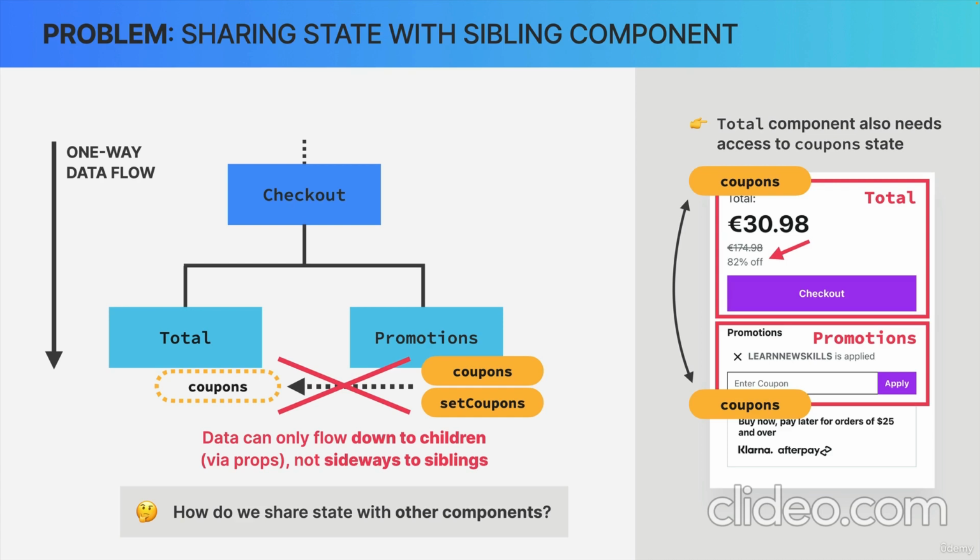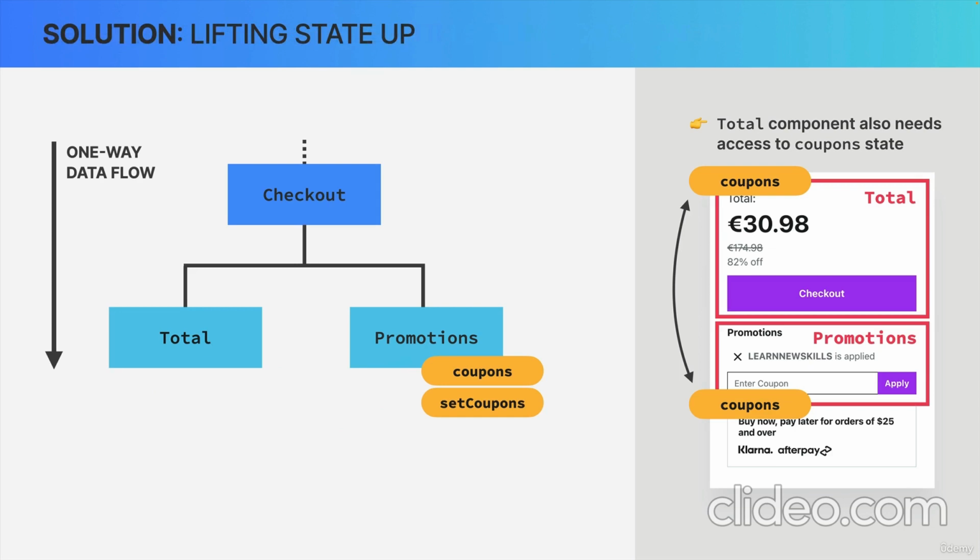But luckily for us, we already did exactly that in the last lecture with the item state by lifting it up. And so we already know that lifting up state is the technique that will solve this problem. But what does that mean and how exactly does it work? Well, lifting state up simply means to place some state in a component that is a parent of both components that need the piece of state in question.